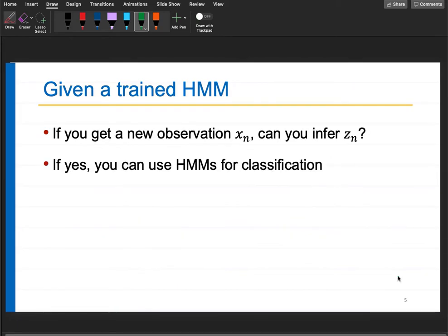Next question. If you are given a new observation Xn, can you infer Zn? If I give you an observation Xn, can you infer the underlying hidden state? Yes or no? Assume this is just one time instant, only one sample. I give you one observation, can you infer the underlying state?